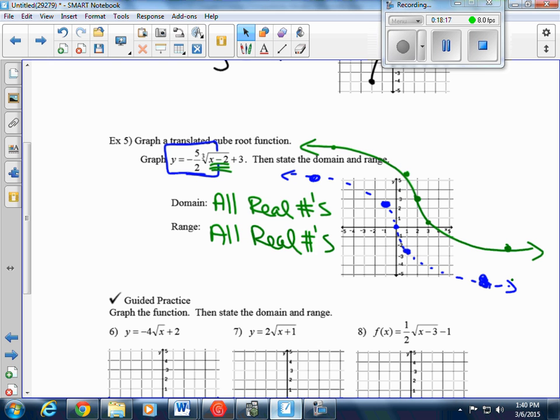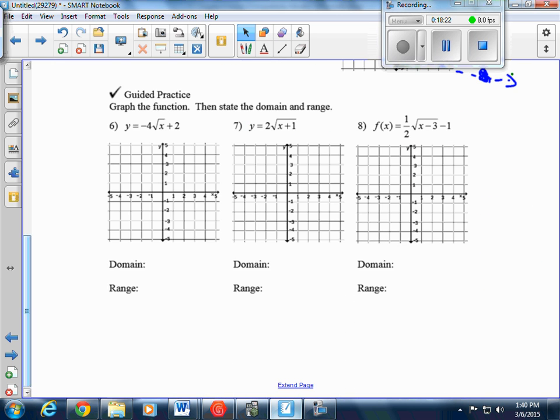So what we're going to do now is we're going to look at a couple of guided practice questions. And there are 6 of them in your notes. We're just going to do one of the square root ones. So let's start with that. Let's look at doing question number 7. All right, so go ahead and do number 7.